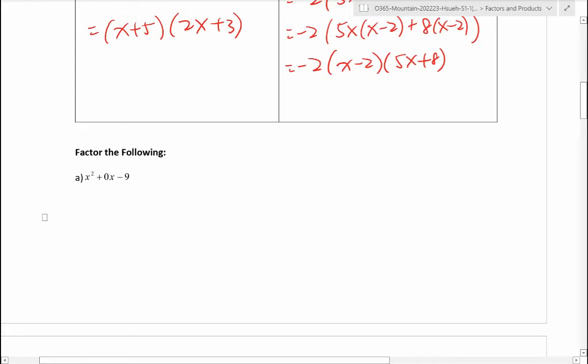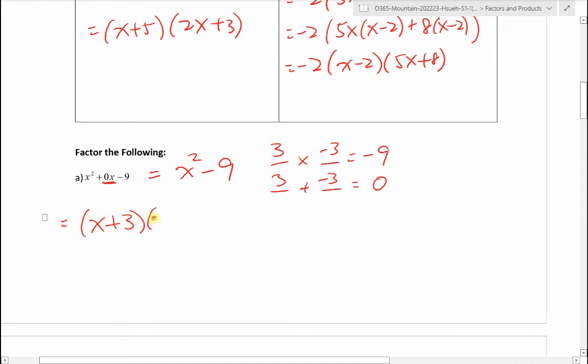Okay, now this one is a little bit special because there's a 0x. So technically, we can rewrite this as x squared minus 9 as well, right? They are equivalent. But for now, we are going to keep it as x squared plus 0x minus 9. Okay, so if we want to factor this, this is just like regular trinomials, or simple trinomials in this case. We're looking for two numbers multiply to negative 9 and add to 0. Well, these two numbers will be 3 and negative 3, right? They multiply to negative 9 and add to 0. And because this is a simple trinomial, therefore your answer is just x plus 3 times x minus 3.